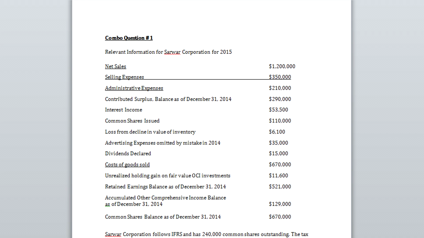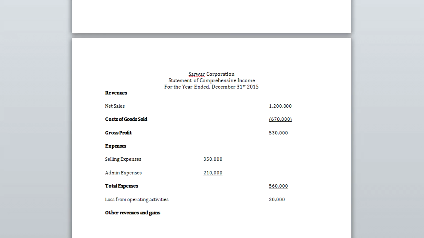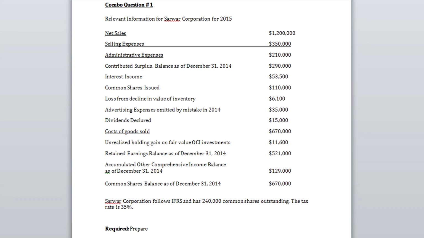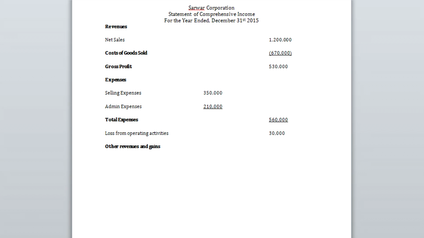So what we have left to work with here is this contributed surplus balance, interest income, common shares issued, loss from declined inventory, advertising expense omitted, dividends declared, unrealized holding gain, retained earnings balance, accumulated other comprehensive income balance, and common shares balance. So that's all that's left. So what we're looking for here is our non-operating revenues. And the only one there that qualifies for that is interest income of $53,500. So we'll just put that right in there.